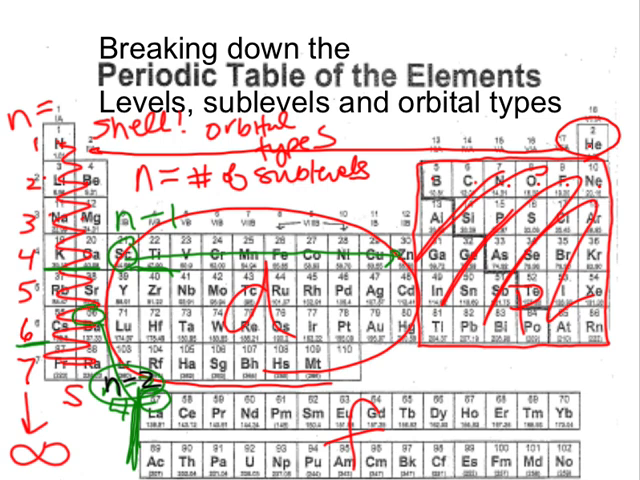So on energy level 3, we have 3 sublevels. The S sublevel, the P sublevel, and then the D sublevel. Okay? Because this is energy level 3.